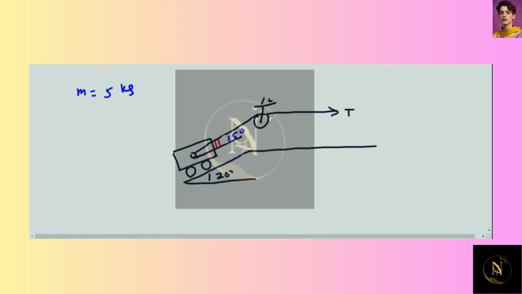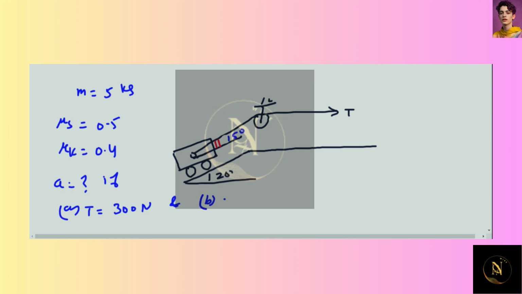Here it is: a given wooden cart having the mass 5 kg is pulled by a rope passing over the pulley. Static friction between the cart and the surface is 0.5 and kinetic is 0.4. We have to find the acceleration if tension developed in the rope is 300 Newton and 400 Newton. There is no friction in the pulley. Let us start solving it.